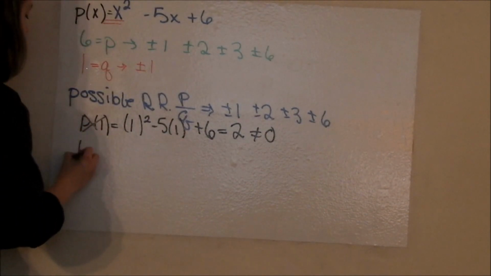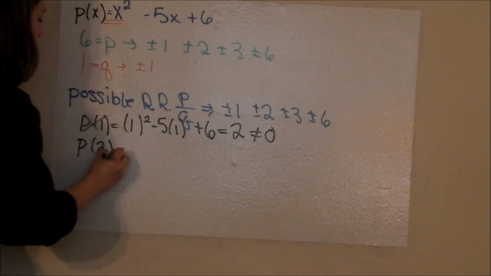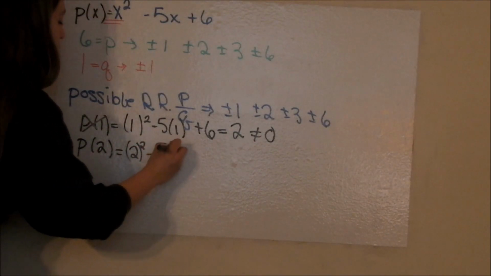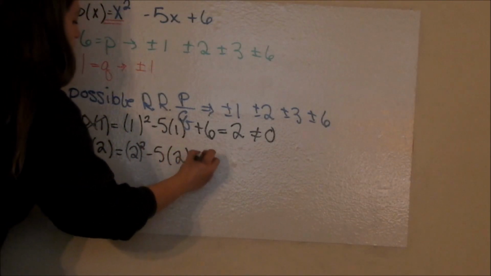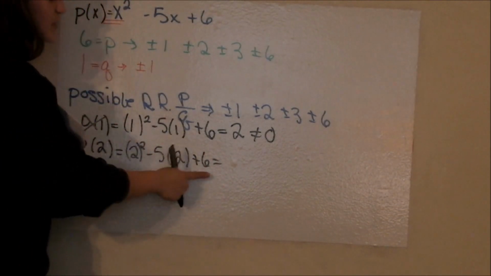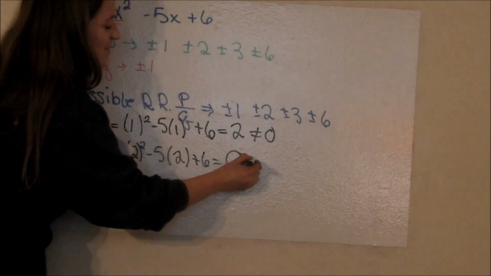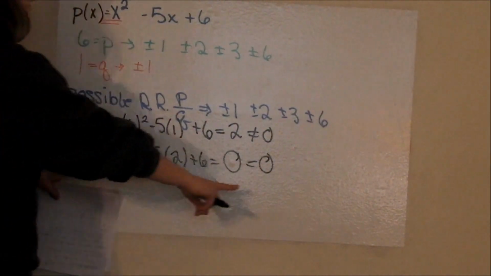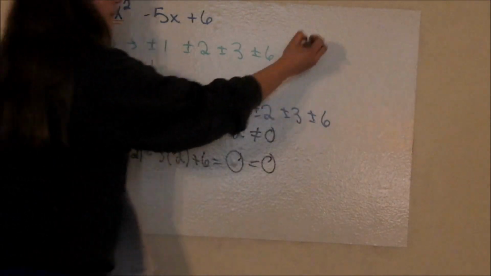We're going to try 2. 4 minus 10 plus 6, oh look at this, we get 0. Yay! So we know that P of 2 is a root because it equals 0.